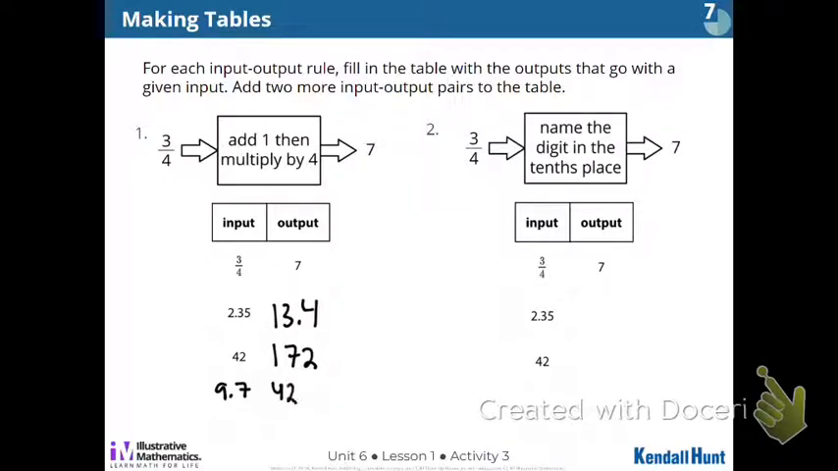Okay. And then I want to look in terms of x. I think this is a fun way to think about it. X could be any number. So I would take any number plus 1 and then multiply that by 4.